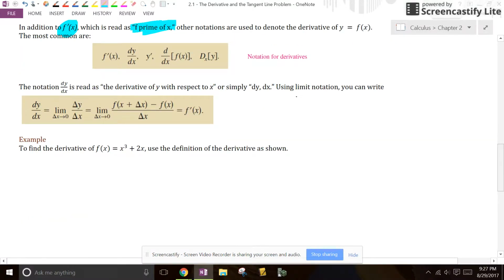All right, so this is the last one I want to do right here. I want to do this one right here on the notes and say, all right, let's use this definition of derivative to find the derivative of this. Now, what does that mean?